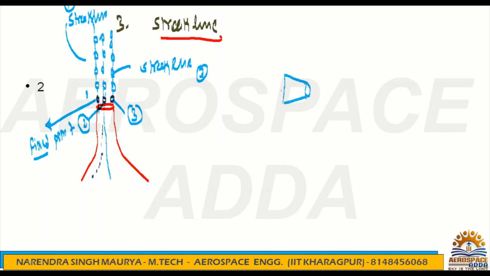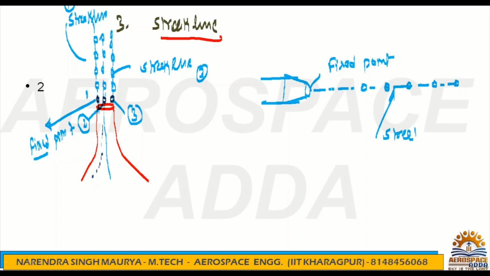Suppose this is the spray. You are ejecting this spray. These are the spray particles, but they are passing through one fixed point. From the same fixed point, all the particles are ejecting like this. If you join all the particles with one single line, this line is called a streak line. Okay, this line is called a streak line.